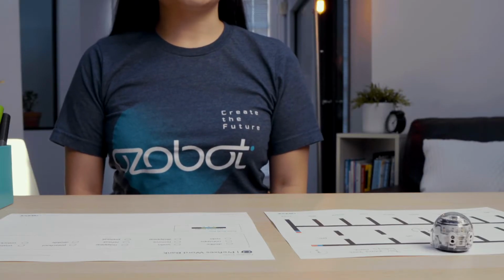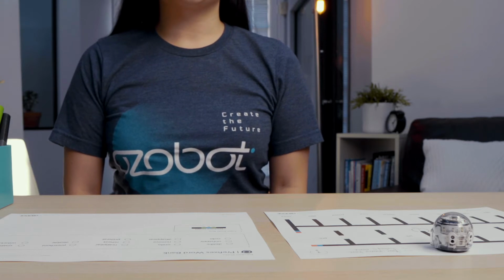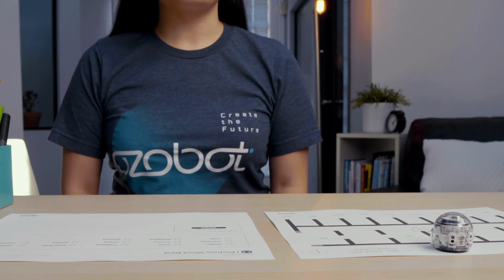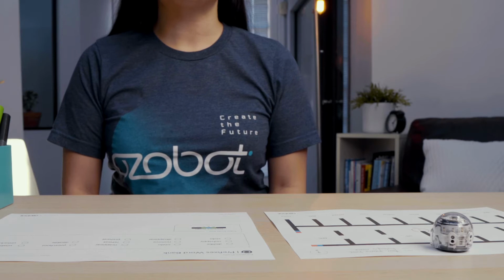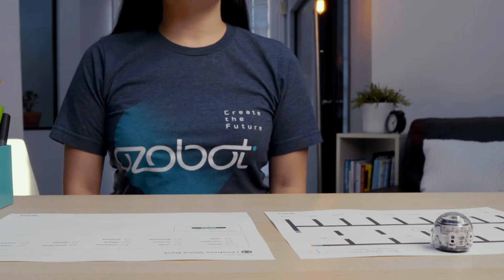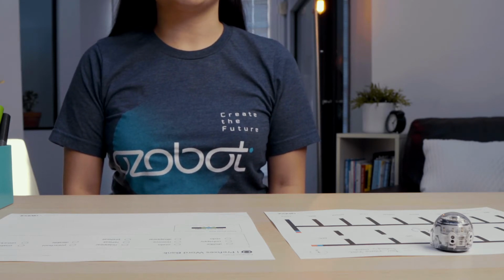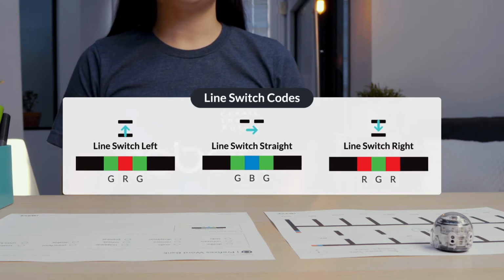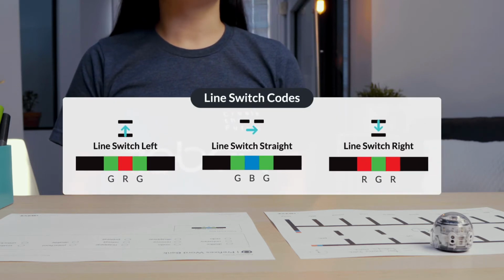Have you heard of line switch codes? These are 3 color codes that tell Ozobot to leave the line it is following and to go to another line. Those codes are called line switch codes. There is a line switch right, line switch left, and line switch straight.